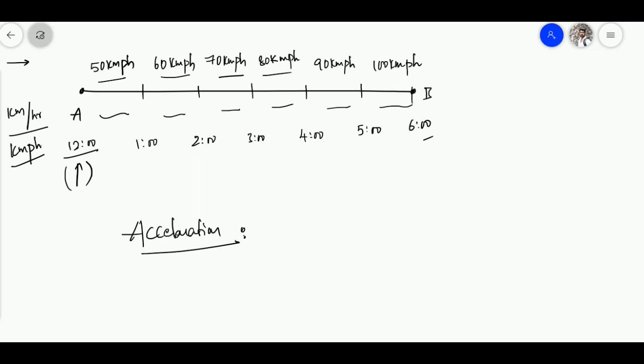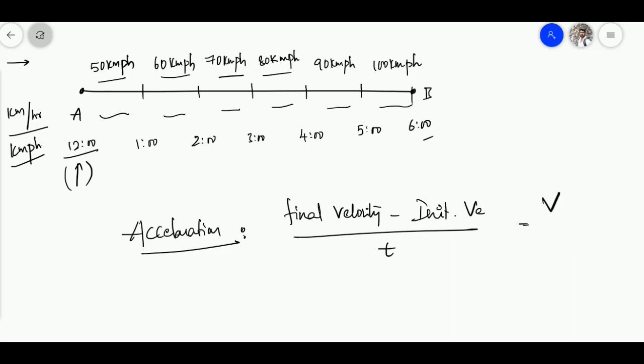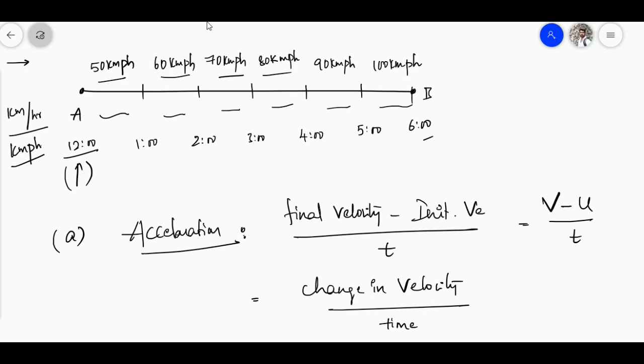So coming to the physics terms, acceleration is final velocity minus initial velocity, divided by the time taken, simply v minus u by t. Acceleration will be denoted with small a. Okay, coming to this, what is the acceleration in this journey? So let's see. You can take this as change in velocity by time.